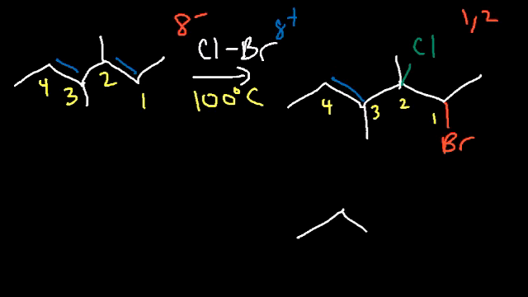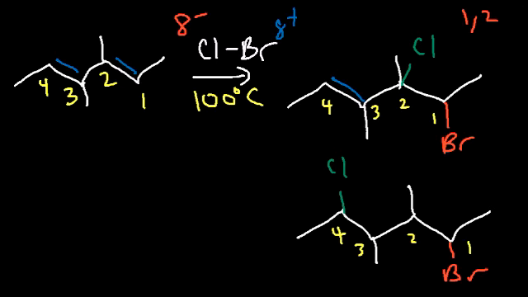Now let's draw the 1,4 addition product. The bromine is going to remain on carbon 1, and the chlorine, we're going to put on carbon 4 this time. And the double bond is going to be between carbons 2 and 3. So this is the 1,4 addition product. Now we need to identify which one is the kinetic product and which one is the thermodynamic product. So how would you do that? Let's identify which one proceeds through the most stable carbocation intermediate.